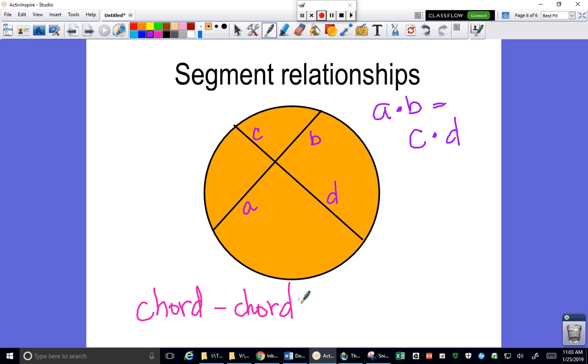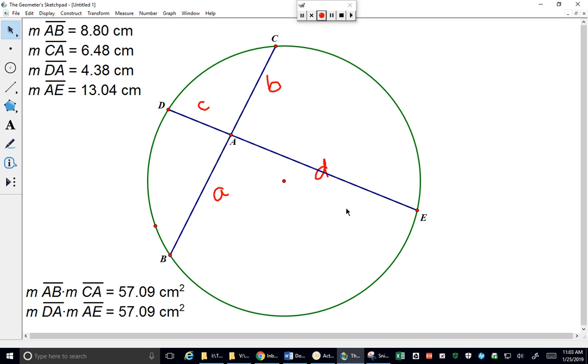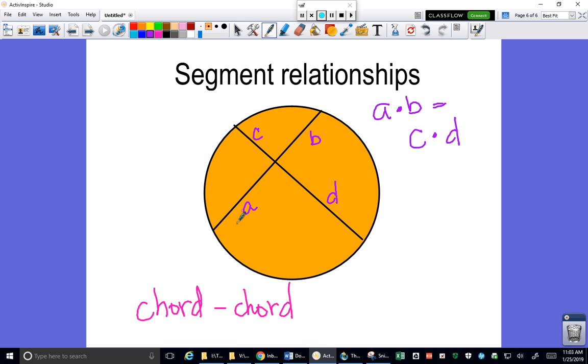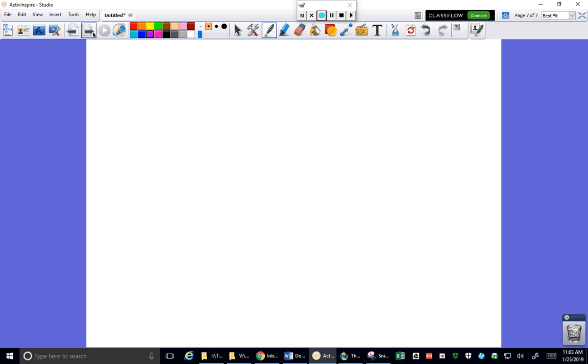Okay, hopefully this sketch over here illustrated that, even though it took me a while to get it right. But when I multiply the segments, when the two chords intersect, you always get the same product. So that's how the chord-chord relationship works. Okay, so we have some other ones.